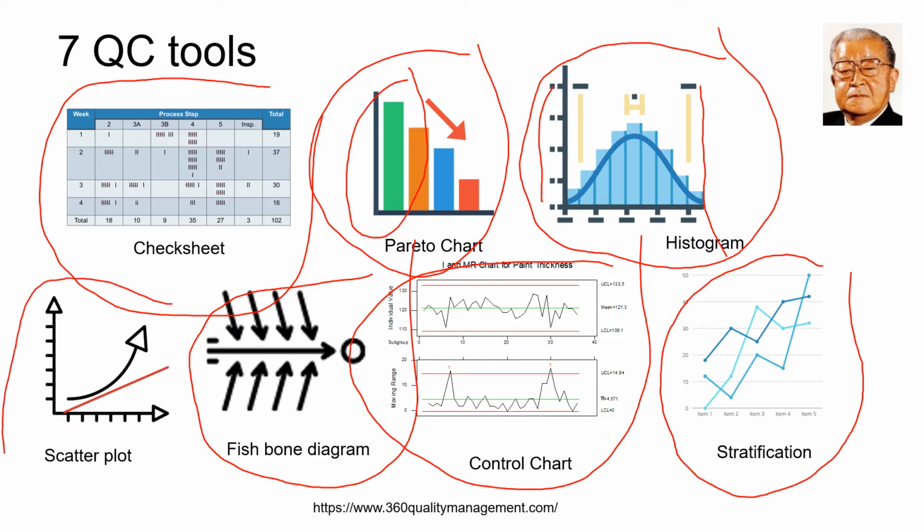And lastly, the scatter plot, which is a pair measurement of each item on a standard X and Y graph to check if there is any relationship between X and Y, to identify which variable could have an impact on the Y data of the process output.